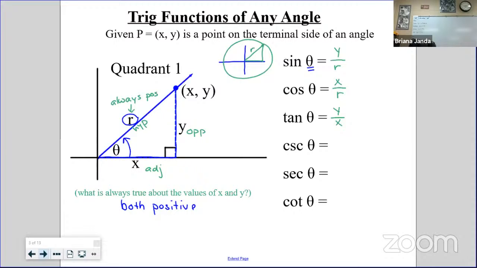And then our cosecant, secant, and cotangent would take each of those and turn them upside down. Cosecant being the reciprocal of sine, so our hypotenuse, or the radius of our triangle, over y. Secant being the reciprocal of cosine, so our hypotenuse over our x value. And then finally, our cotangent would be the reciprocal of tangent, so our x value over our y value.